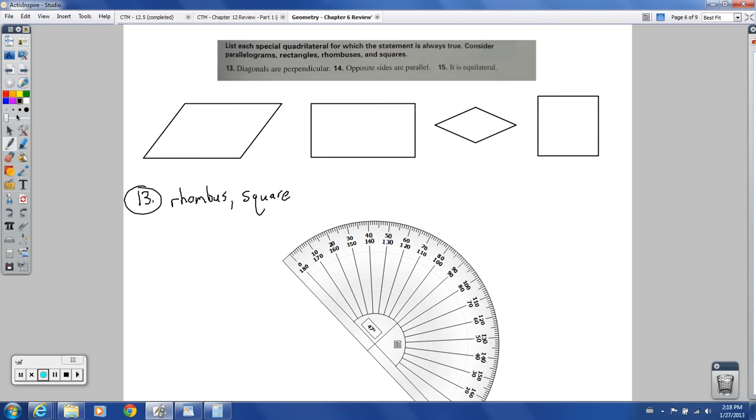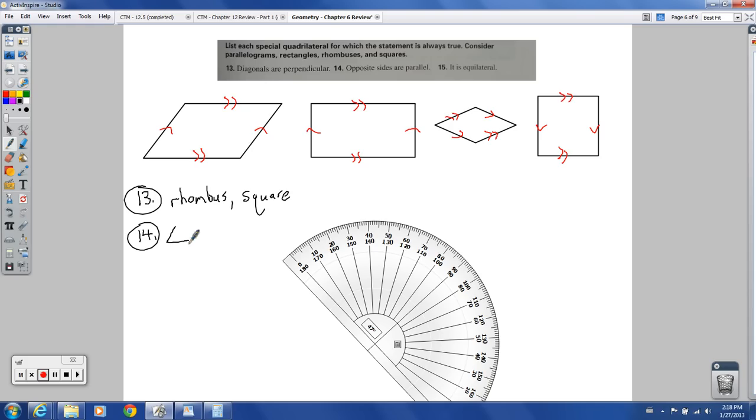And do number 14 now. So opposite sides are parallel. So parallelograms, yes, opposite sides are parallel. And then rectangles, rhombuses, and squares are just special types of parallelograms. So yes, this is going to be parallel to this. This is going to be parallel here and here. And this is going to be parallel here and here too. So we've got all of them in that case. So this one should be all four.